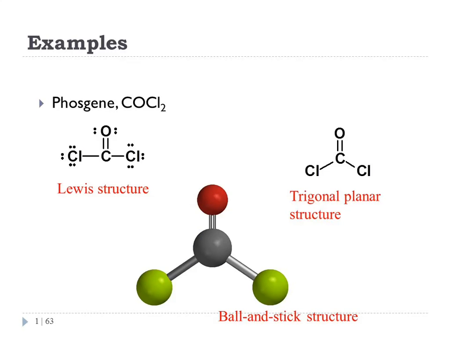Phosgene. Here's the Lewis structure. How many groups around the carbon? 4. I can see why someone said 4, but the double bond, those 2 bonds are stuck together. The double bond is between the carbon and the oxygen, and they cannot move away from each other. So they're counted as one group. 3 groups, we have this trigonal planar structure.